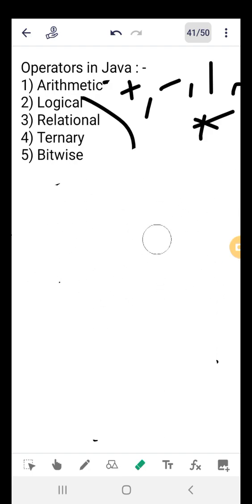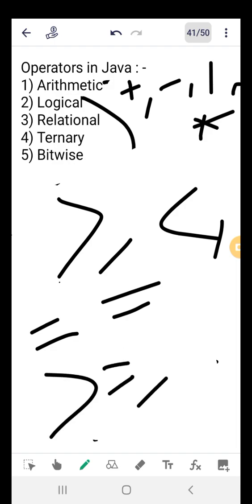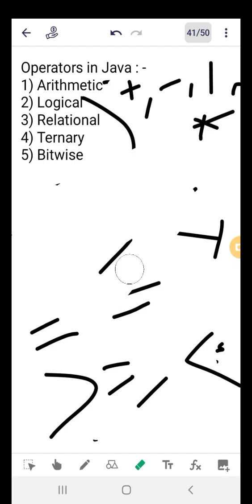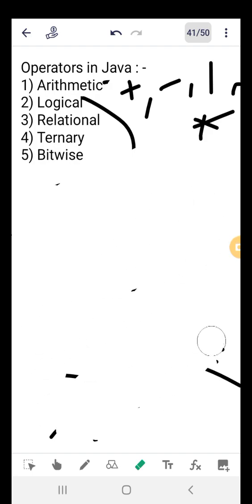Then we have relational operators to check the relation between two numbers or whatever. Greater than, then we have less than, then we have, I think, equal also to check. Greater than equals to, less than equals to, those things. I think you already know: greater than equals to checks whether the number is greater than or equals to the other number or not. Less than equals to checks whether a number is less than or equals to a number or not. Greater than, less than, you already know.